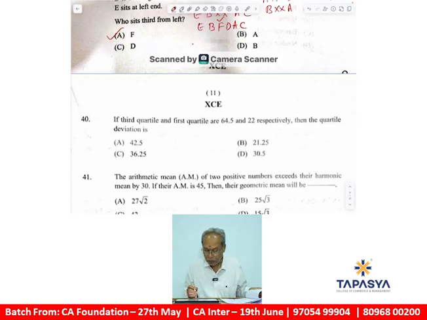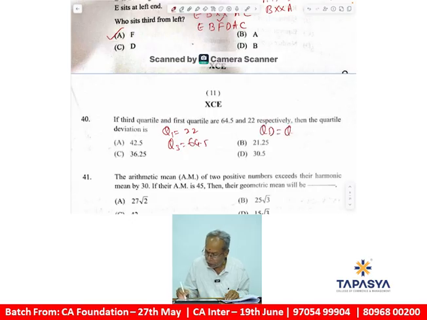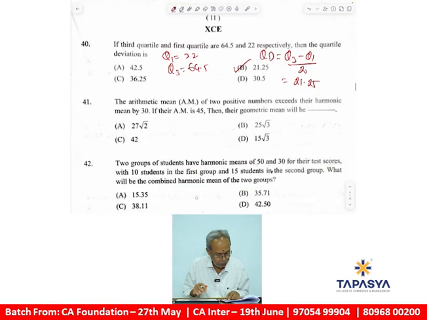Next, third quartile and the first quartile is given here. So then the quartile deviation, the formula of quartile deviation is Q3 minus Q1 by 2. First quartile is given, second quartile is given, direct substitution. So Q1 is equal to 22, Q3 is equal to 64.5. So quartile deviation is equal to Q3 minus Q1 by 2. So simplifying this formula, you will get 21.25. The answer is B.